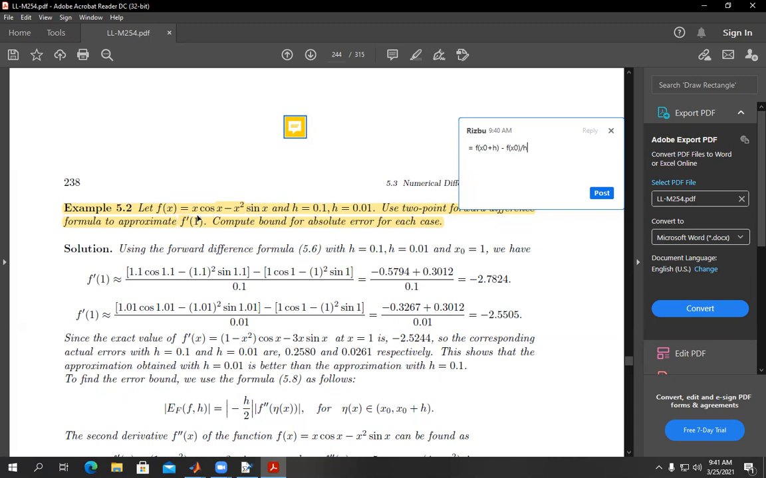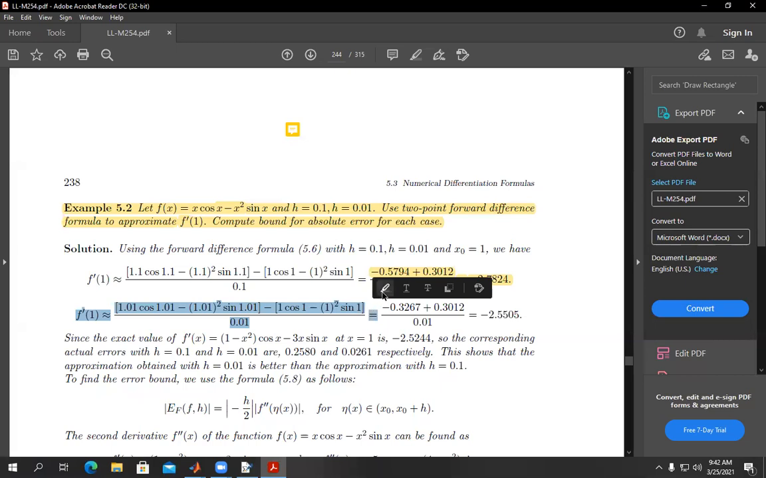So we have 1.1 cosine 1.1 minus 1.1 square into sine 1.1, minus f of x naught, which is 1 cosine 1. Use the calculator and inshallah you will get the answer. Then in place of h, use h equal to 0.01. So then you have 1 plus 0.01. Use your function value, and using the calculator you have the answer, which is this one.